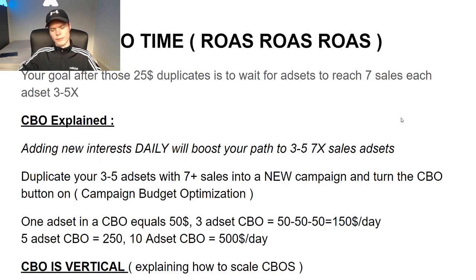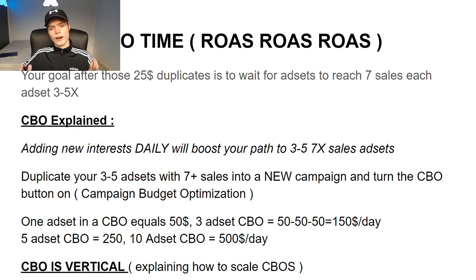Now, CBO time. Like I said, the only thing you're going to be doing from the part I just showed you until CBOs is just to milk and add in new interest daily. You're just milking a cow, guys. You just have to wait until it's about time. That's how we do it. You don't make any $50 ad set. You just wait until CBO time. And this could happen quick if you just add in ad sets every single day.